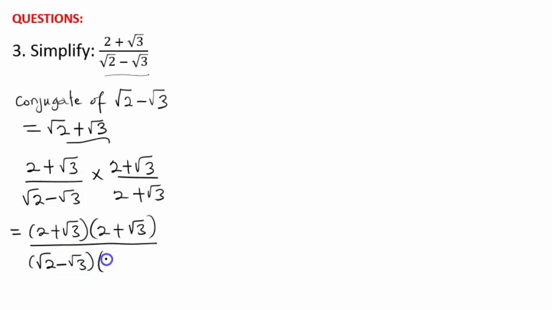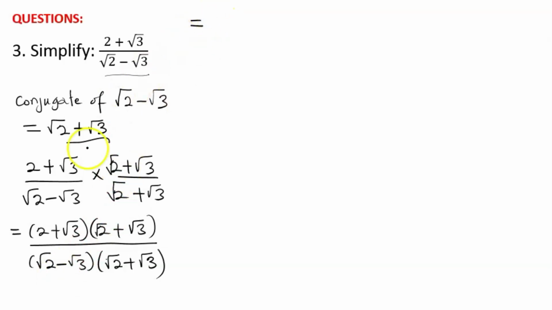In the denominator we have root 2 minus root 3. Sorry, this is root 2. The conjugate is this. All right, so they are not the same. We have root 2 plus root 3. Okay, so yeah, that's that. All right, so what do we do next? Let's deal with the numerator first.